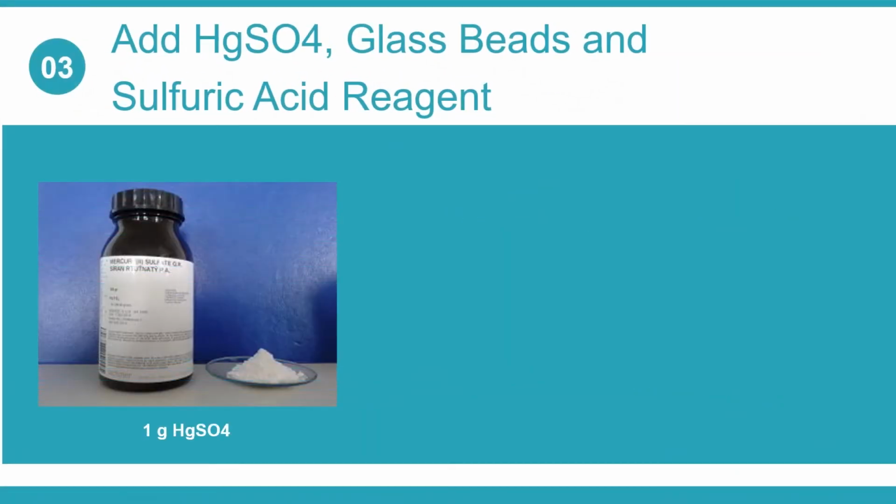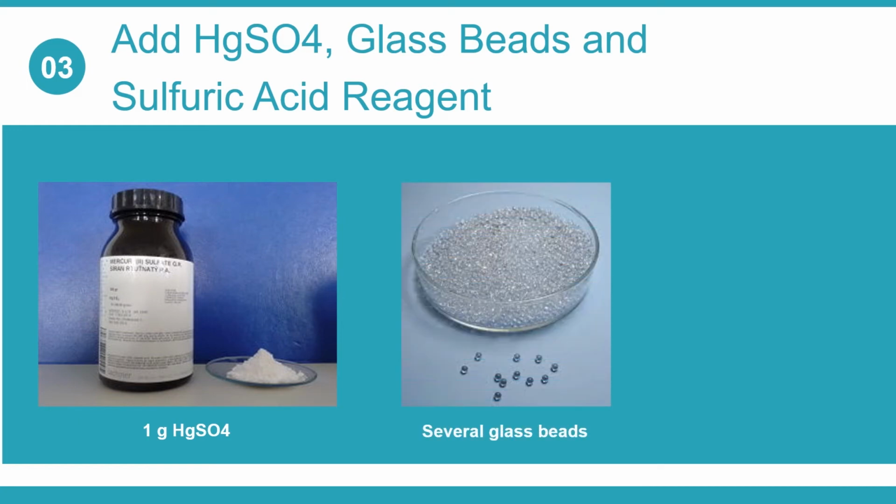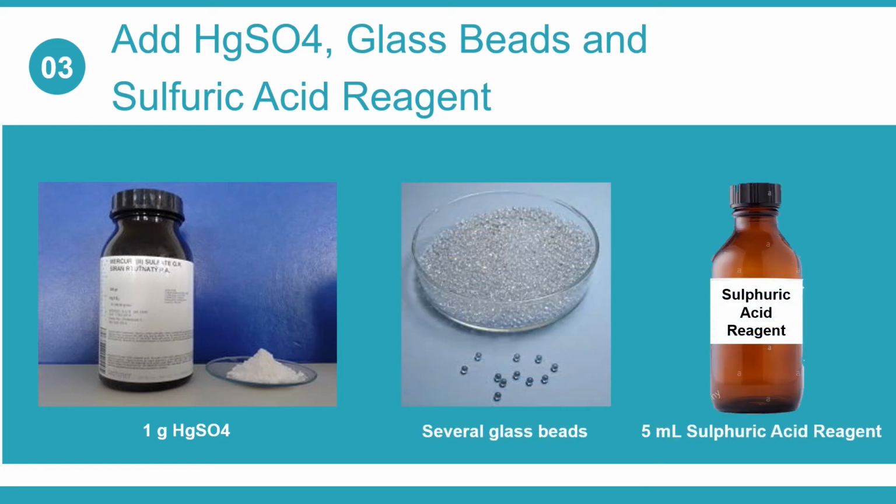Now, add 1 gram of mercury sulfate, several glass beads, and 5 ml of sulfuric acid reagent into the refluxing flask. The sulfuric acid reagent should be added very slowly. Make sure that the mercury sulfate dissolves completely and cool the mixture while mixing to avoid loss of relative materials.